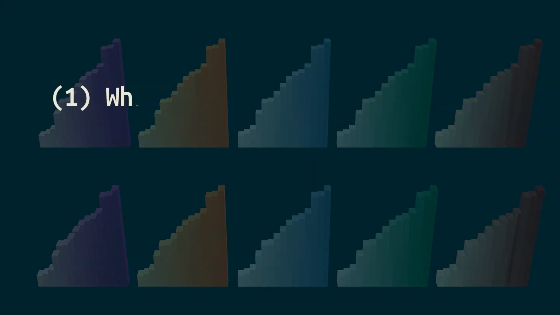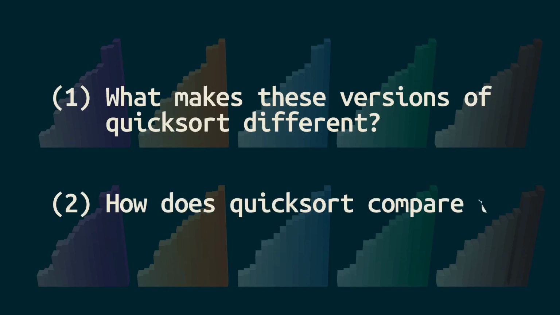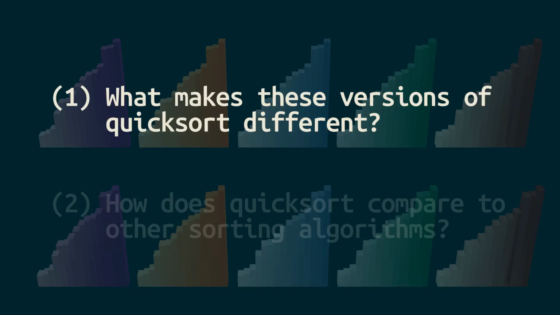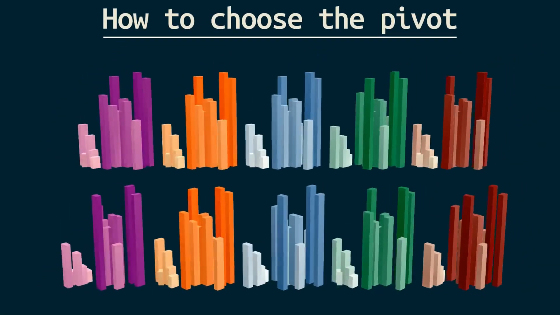Let's learn those details together by looking at 1. What makes these versions of Quicksort different? And 2. How does Quicksort compare to other sorting algorithms? The first thing that differentiates these Quicksorts is how they choose the pivot. Let's shuffle these back up to see this more clearly.